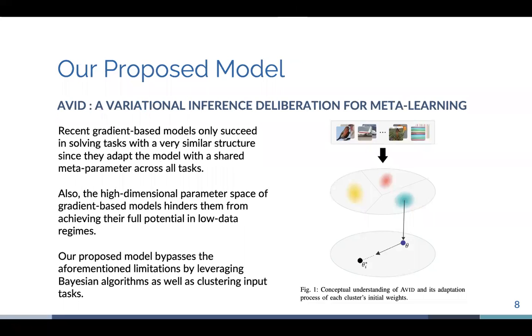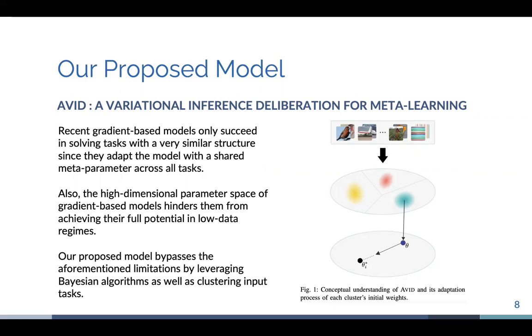Let's dive into our proposed model, which is one of the most powerful algorithms according to the results. Our proposed model is called AVID, a variational inference deliberation for meta-learning. Recent gradient-based models only succeed in solving tasks with a very similar structure, since they adapt the model with a shared meta-parameter across all tasks. Also, the high-dimensional parameter space of gradient-based models hinders them from achieving their full potential in low data regimes. Our proposed model bypasses the aforementioned limitations by leveraging Bayesian algorithms as well as clustering input tasks.